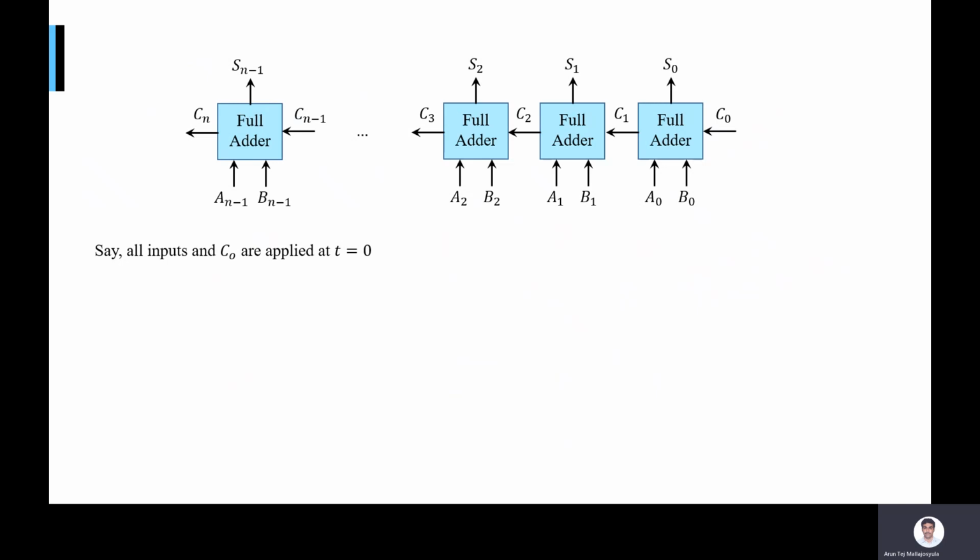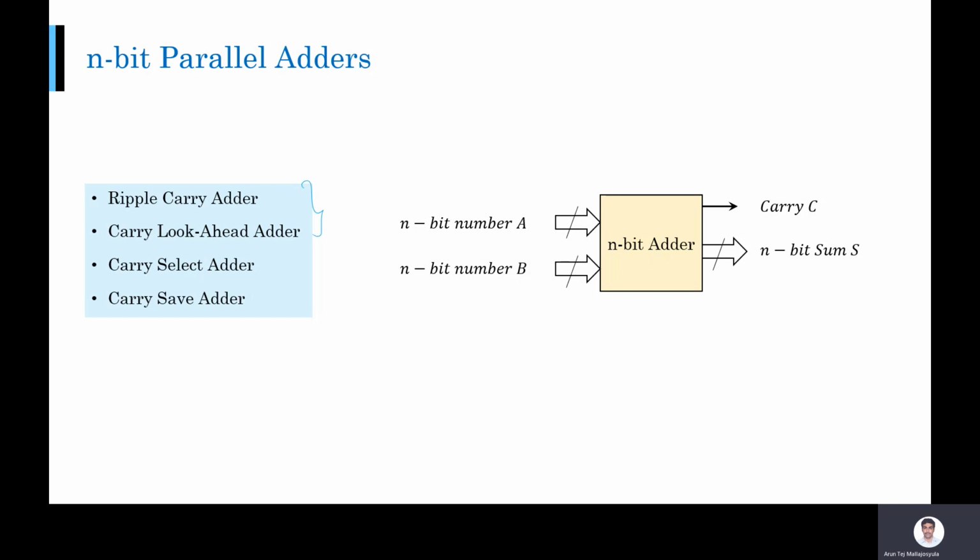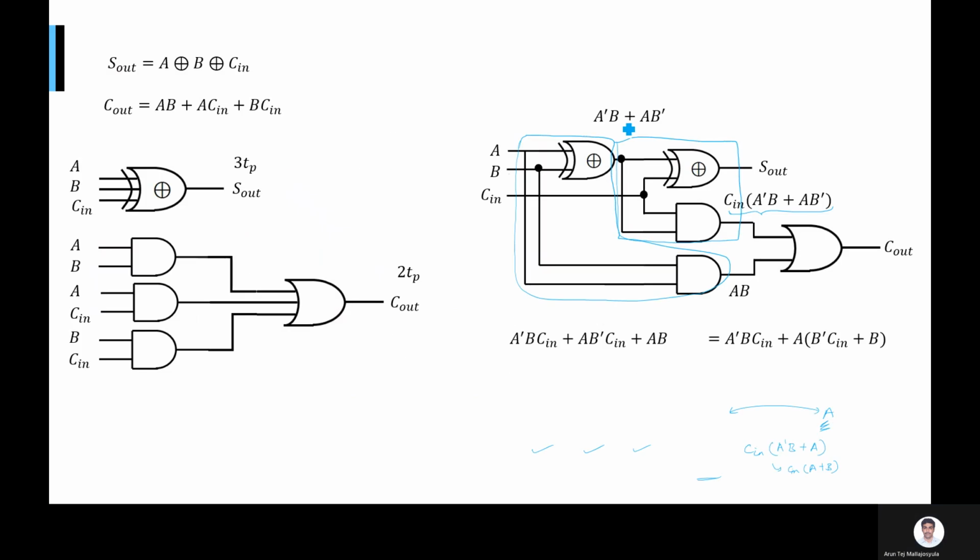Okay, so now let us try and see what is the delay. Say all the inputs and carry 0 are applied at time t. All your inputs are available at t equal to 0. So what is the delay for C1? 2 TP, right? We have seen the delay. Go back to the original circuit. You see, this is your carry output circuit AB plus AC plus BC, which is having a delay of 2 TP, AND gate and OR gate. The XOR gate sum output is 3 TP.